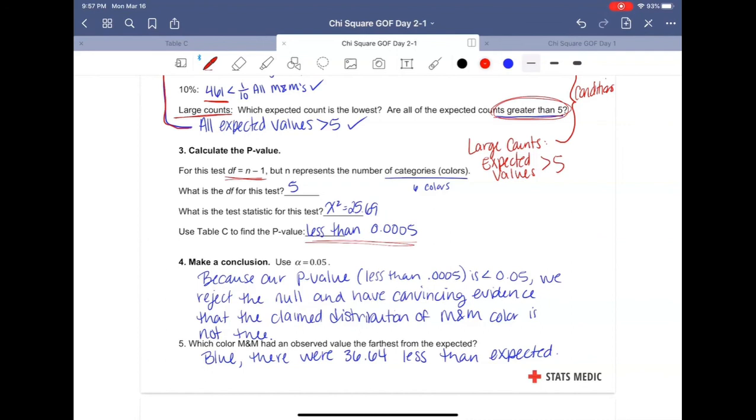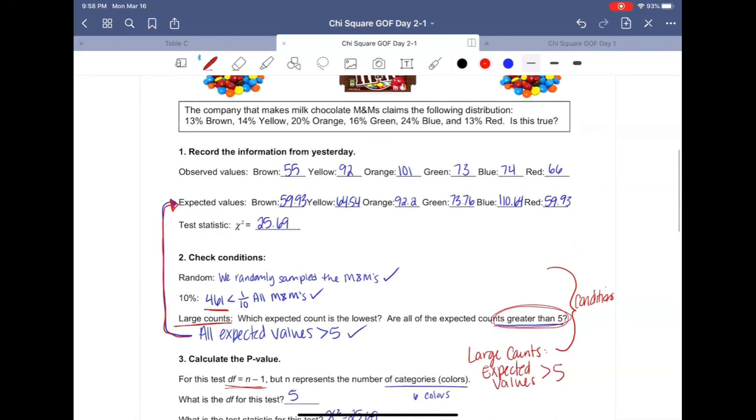So we reject the null and we have convincing evidence that the claimed distribution of M&M color is not true. And those are coming from our hypotheses from yesterday. All right, now this last question here, question number 5, they're asking us which M&M color was farthest from expected. So I could look back up here and just find the difference between all of these. So like from 55 brown to 59.93, that's 4.93 apart. And I could just look to see which ones are farthest.